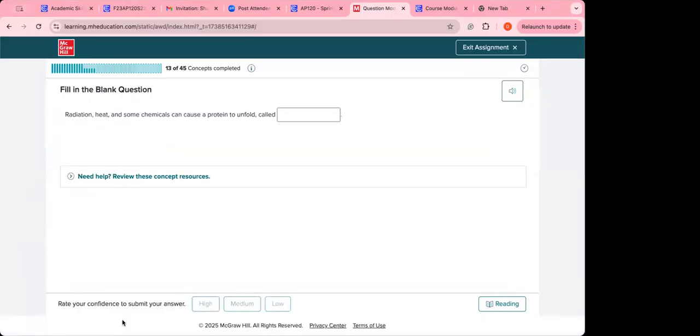Radiation, heat, and some chemicals can cause a protein to unfold, called denaturation. So it's the form of the word that they want. Uh-huh. Good.